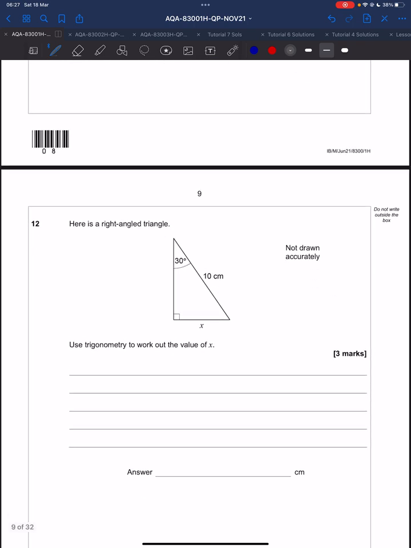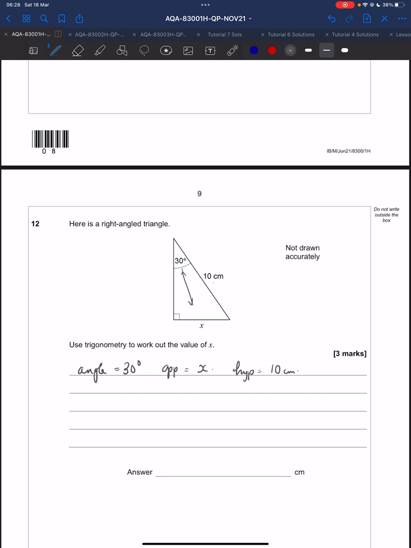Here is a right angled triangle. Use trigonometry to work out the value of X. So we've got that the angle is 30. Opposite the angle is X. So that is opposite there. And this is the hypotenuse, because the hypotenuse is opposite the right angle. And the hypotenuse is 10 centimetres.